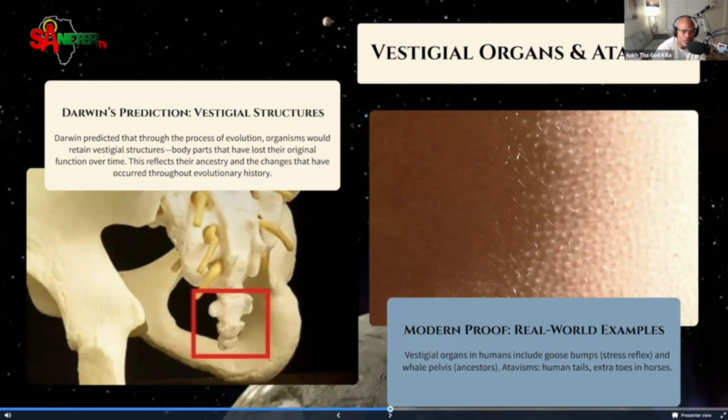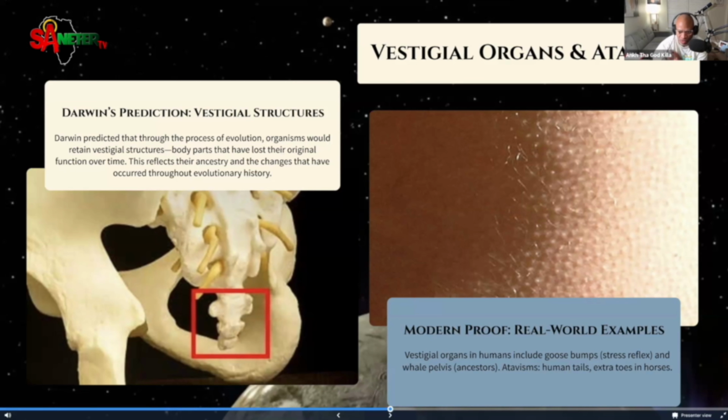Darwin's prediction, vestigial structures. Darwin predicted that through the process of evolution, organisms would retain vestigial structures, body parts that have lost their original function over time. This reflects their ancestry and changes that have occurred through evolutionary theory. Vestigial organs and atavisms. Modern proof, real world examples. Vestigial organs in humans include goosebumps, stress reflex, and pelvises, from our ancestors. Okay, this is pivotal on what we talked about.